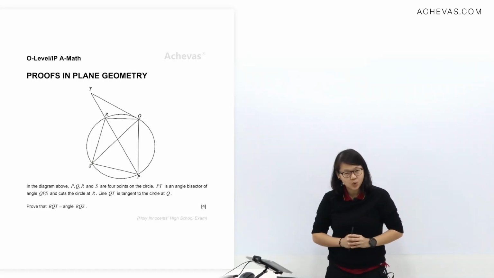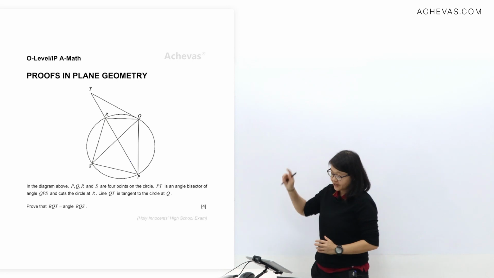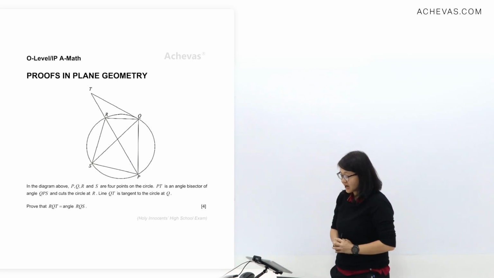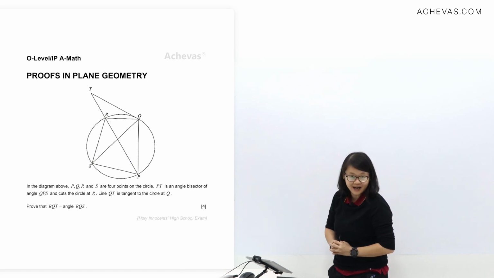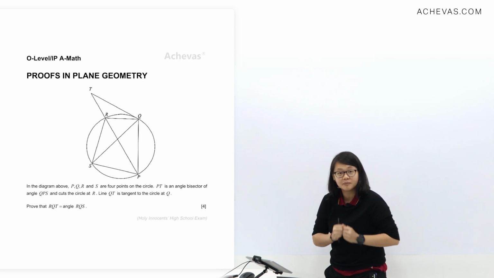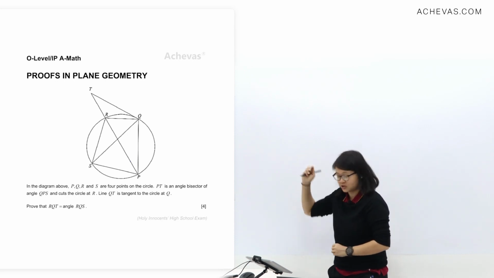Let's take a look at a question on proofs in plane geometry from Poly Lessons. In the diagram above, PQRS are 4 points on the circle. PT is an angle bisector of angle QPS and cuts the circle at R. Let me just transfer this information from the paragraph into the picture.